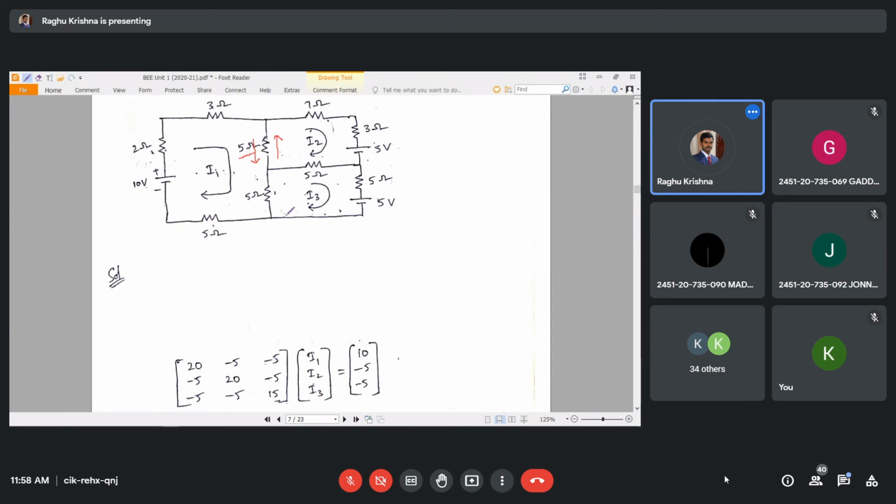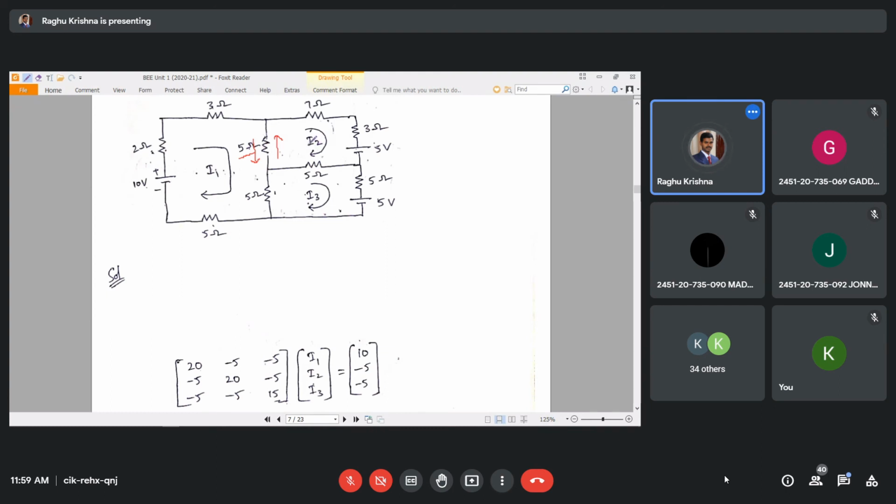Next, see the loop first and third. This 5 ohms is in common for these two loops, and see the direction of the current: I1 down, I3 up, so opposite direction. So take -5. The same procedure is repeated for the second one also. So if you see this second loop, see the current.